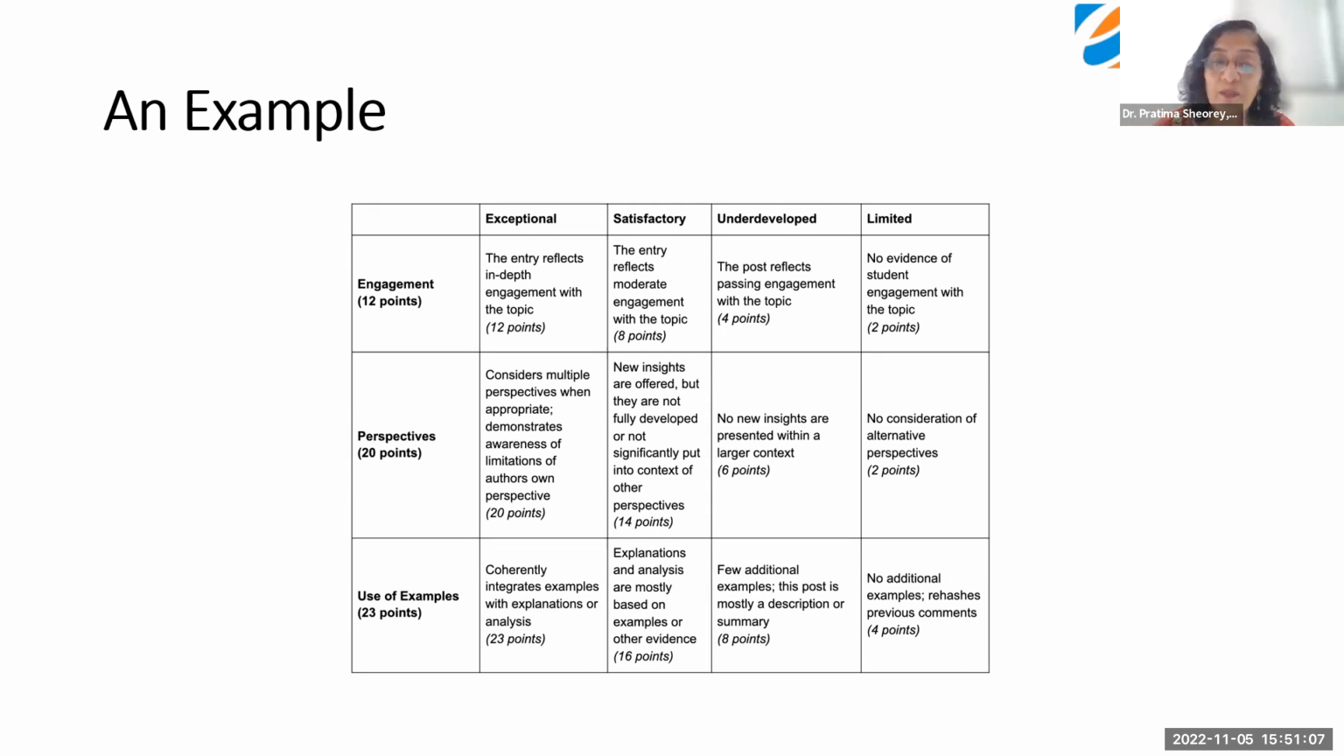Use of examples, 23 points. Coherently integrates examples with explanations or analysis. Explanations and analysis are mostly based on examples or other evidence. Exceptional is at that level, someone who is analyzing and creating a different perspective. Whereas satisfactory is somebody who is able to analyze, look at different perspectives and understand that there are different perspectives. Underdeveloped is somebody who doesn't understand, so lower down: no additional examples, rehashes previous comments, which means this person has not moved beyond remembering and understanding. That's it. So their perspective is limited.